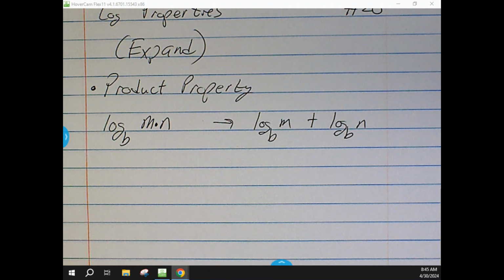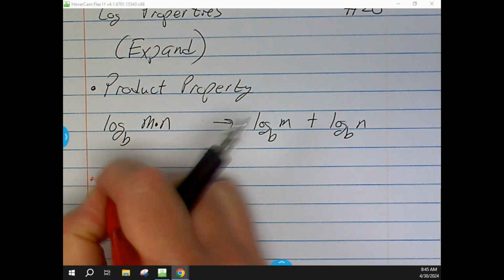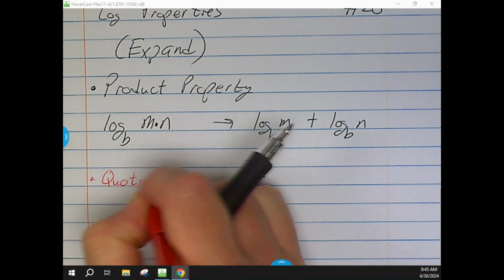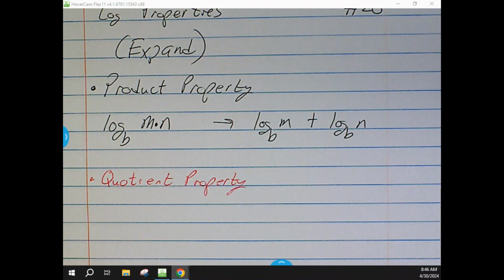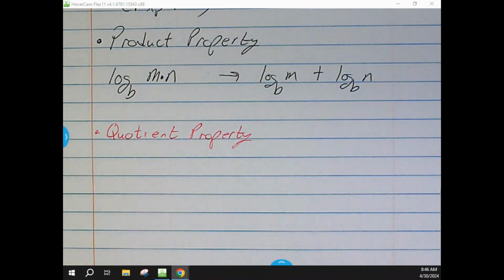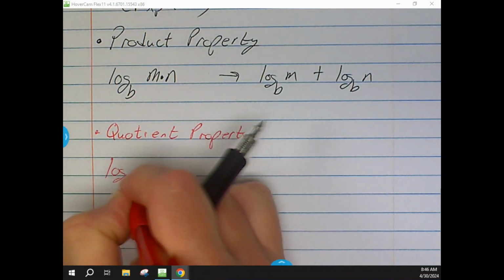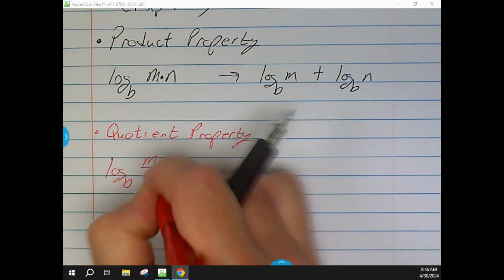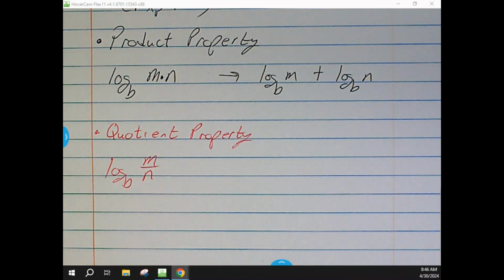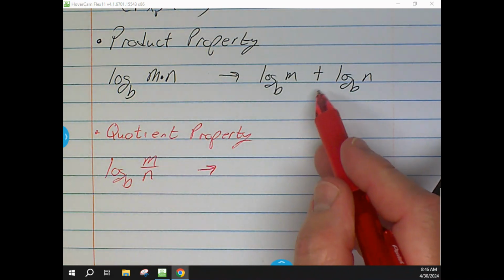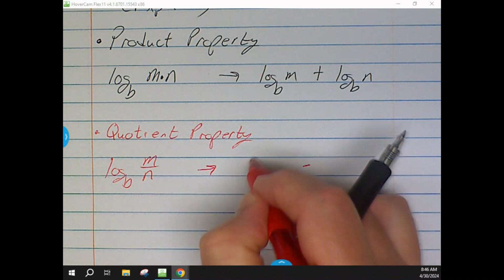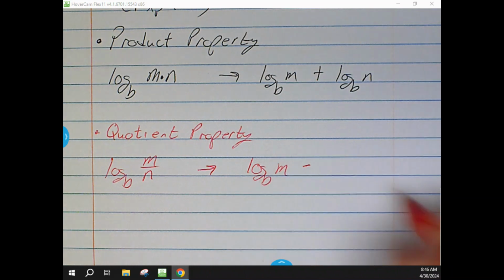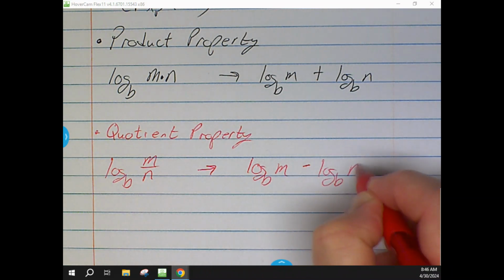Okay, second property. If we've got product, we're going to do quotient. So we're going to start off with log, again still base b. This time we're going to do m divided by n. If you expand that one, if multiplication becomes addition, division is going to become subtraction. It's going to be log of m minus log of n.